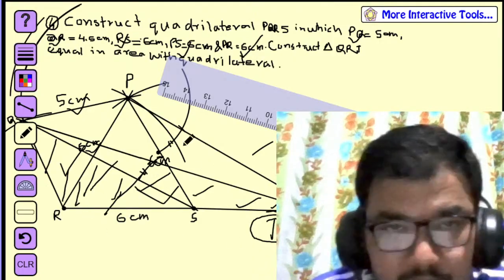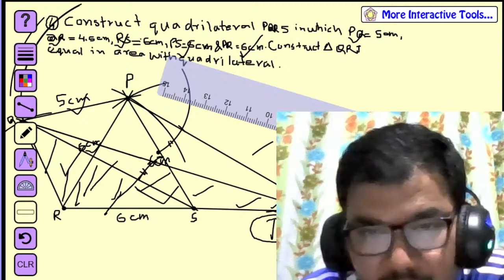Like this, we draw this figure. Okay, and today this much only.